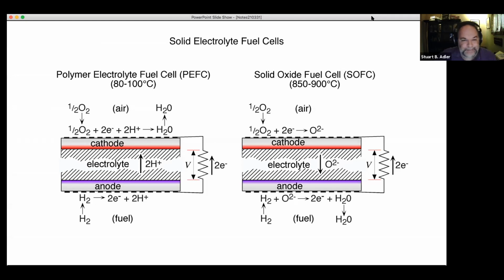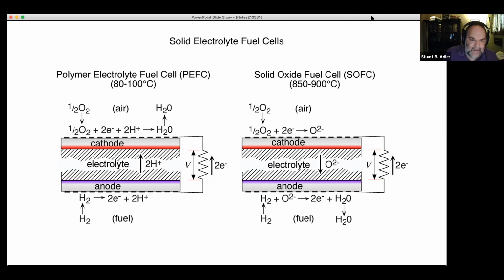And it's also often called a PEM, which stands for proton exchange membrane fuel cell. So you'll see it as PEM fuel cell or PEFC or PEMFC. Those are all referring to the same thing. And the way those work is basically you have a solid proton conductor. That's what the polymer does, it serves as a solid proton conductor.